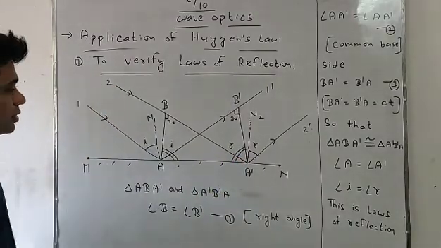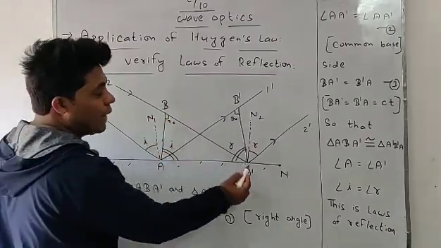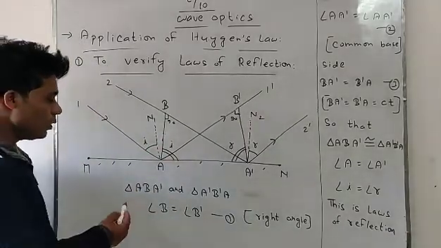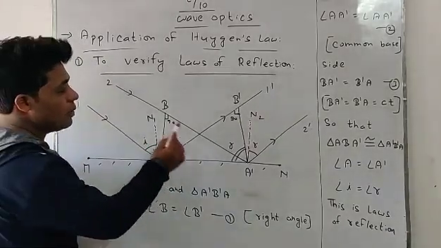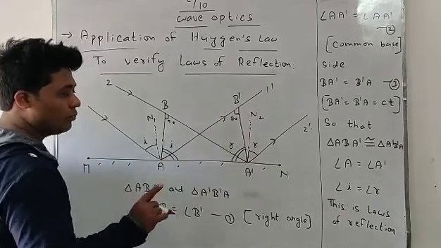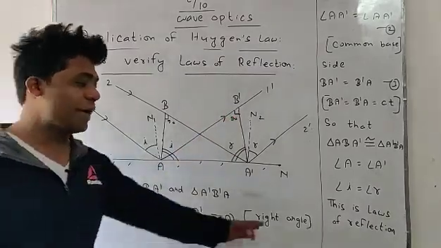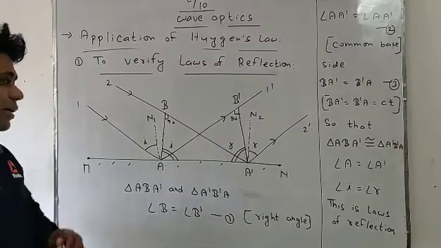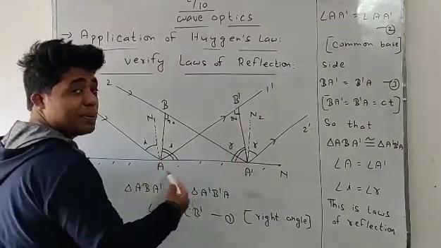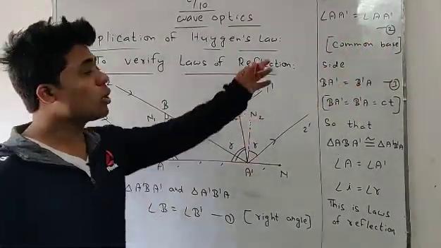We'll take two triangles, students. Actually, AB is representing the incident wavefront and A'B' is representing the reflected wavefront. So we'll take two triangles, triangle ABA' and triangle AB'A'. In both triangles, angle B equals angle B'. Why? These two angles are equal because they are right angles, 90 degrees. Second, triangles ABA' and A'B'A have a common base AA'. So AA' is the common base. We prove two components equal.